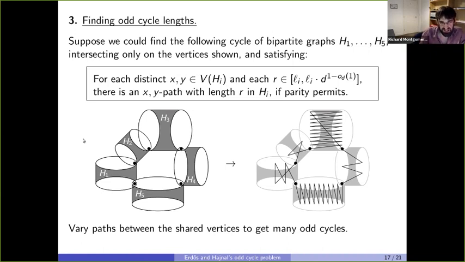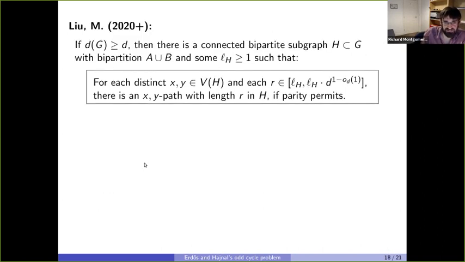So I can use this box property to vary the lengths of paths, and whenever I put that together, I get many different odd cycle lengths. Again, this is something of a dream simplified scenario that is really nice. We probably can't find such a thing. In particular, this property that these shared vertices are the only vertices in which these graphs intersect is quite a strong property. But let's see what we can find.